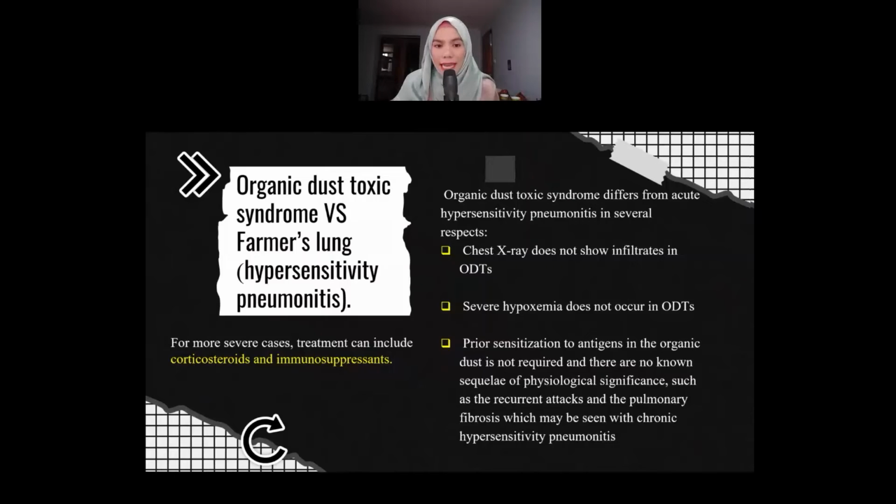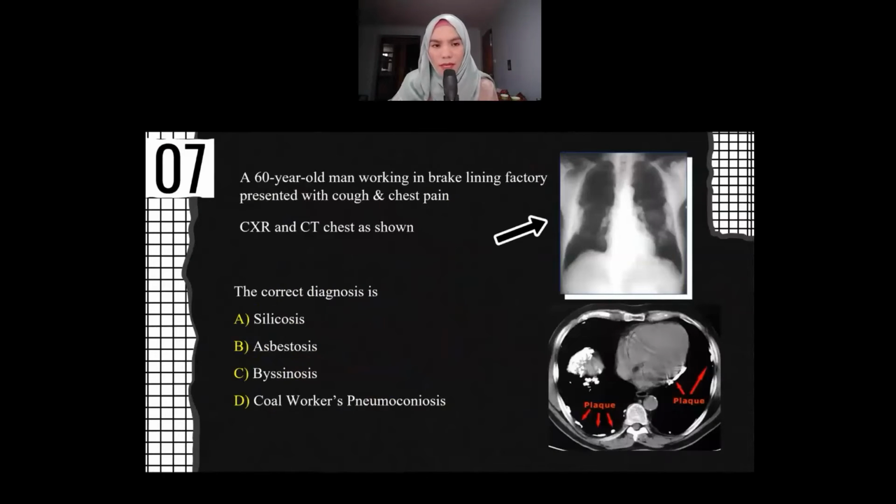For the severe case, the treatment included steroid and immunosuppressant, but in this case, it's mild to moderate symptoms. We can use antibiotics, which are effective.